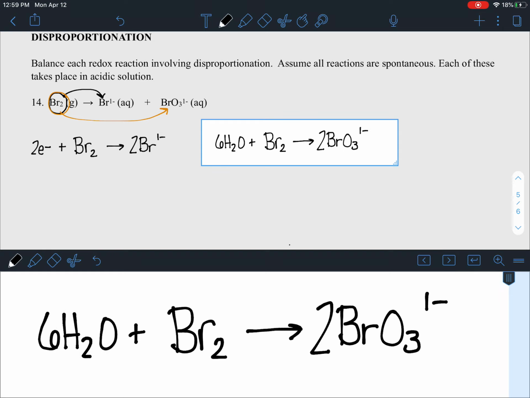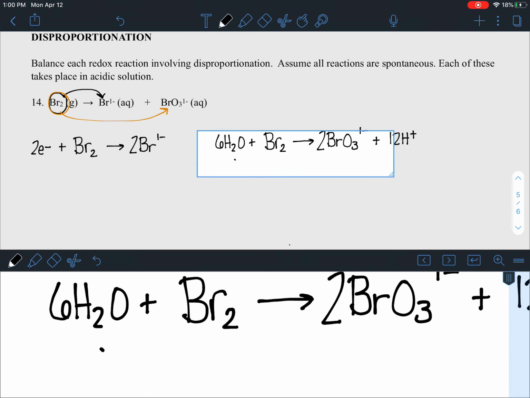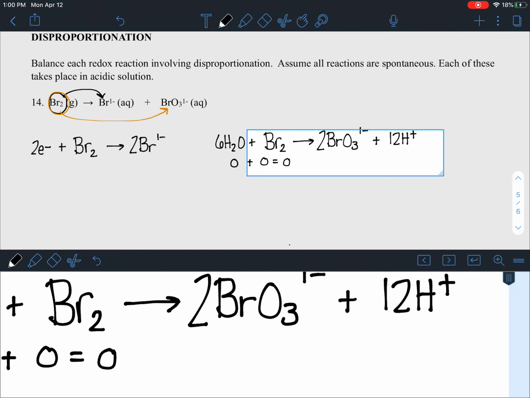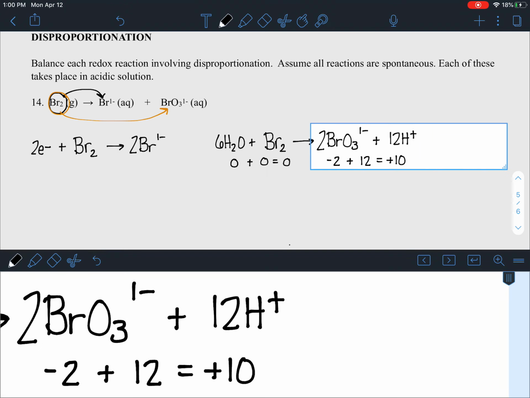And this is where those hydrogen ions are going to come into play. So now we have 6 times 2, or 12. And we'll add those 12 hydrogen ions on the opposite side. And looking at balancing, we've got a 0 plus a 0 equals 0. And we have a 2 times a -1, so -2, plus 12 times +1, so 12. And that gives us a +10. So we're going to have to add in 10 electrons to this side.